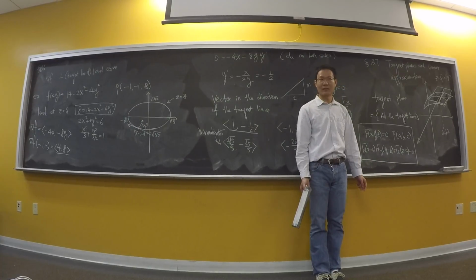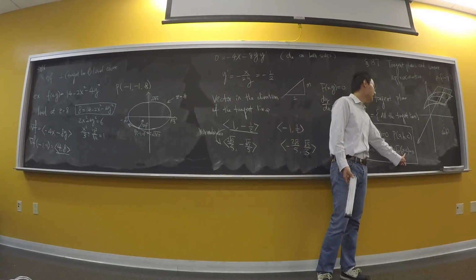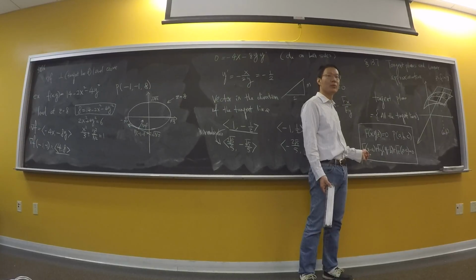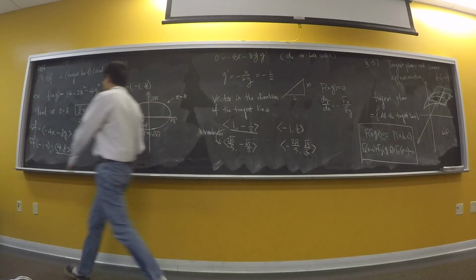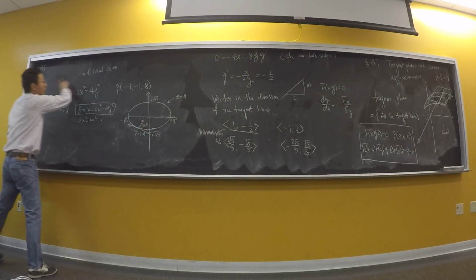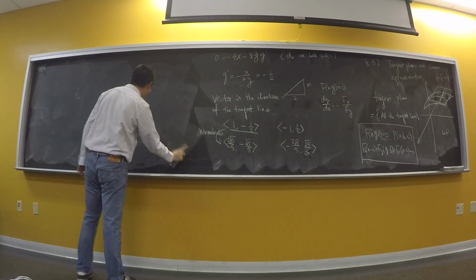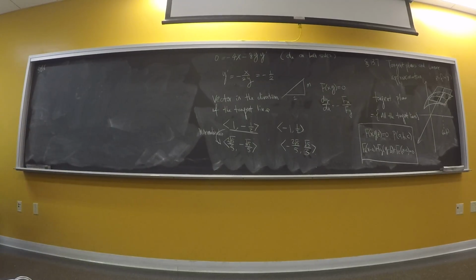If I plug in x equals a, y equals b, z equals c, this is exactly equal to 0. So this equation does pass through (a, b, c), and it will be tangent to the surface. I want to quickly practice a couple of examples, and then I will explain why we care about the tangent plane.